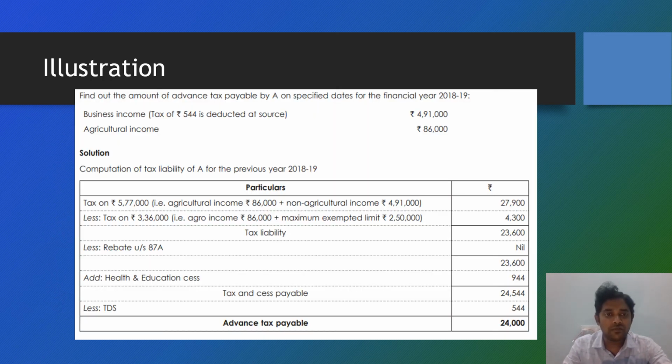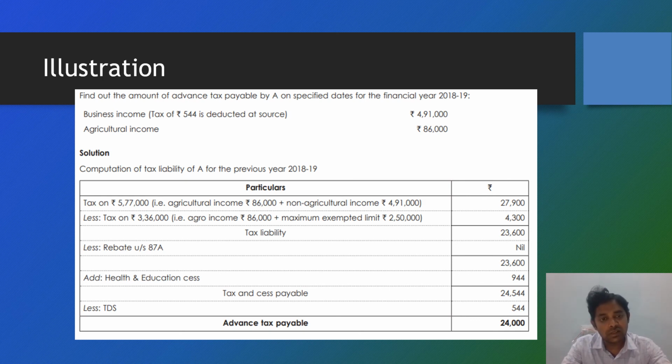Let us see an illustration. Find out the amount of advance tax payable by A on specified dates for the financial year 2018-19. Tax of 544 rupees is deducted at source, the business income is 4,91,000 and agriculture income is 86,000. Computation of tax liability of A for the previous year 2018-19. Particulars: tax on 5,77,000, that is agricultural income 86,000 and non-agricultural income 4,91,000. If the tax is evaluated, it comes to around 27,900.